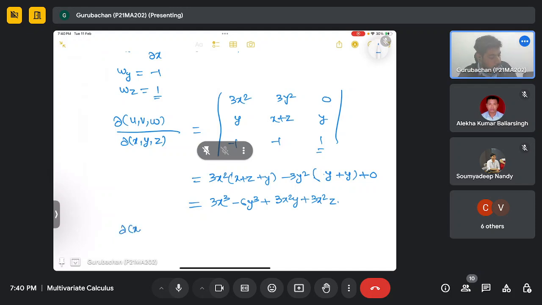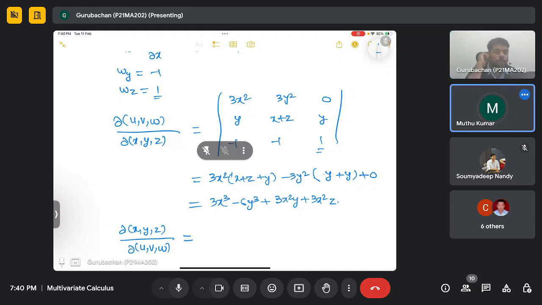Now the next task is to compute this. So what is the value of this? Let the others also participate. So anyone else? What can it be and why? The reciprocal? One over that result, what you have obtained in the first. And what will be the reason for this reciprocal?